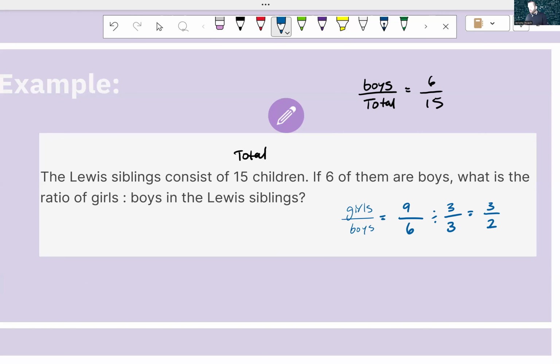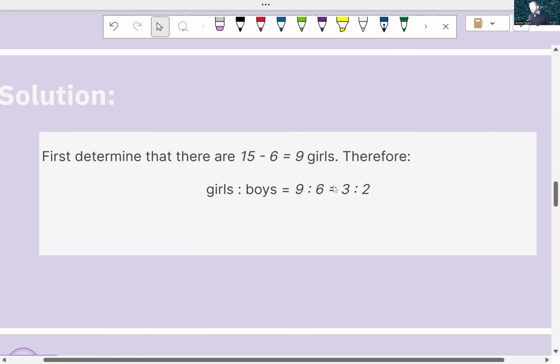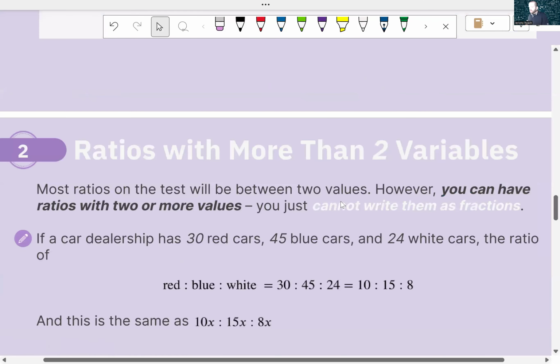So there are 15 children, 6 of them are boys and 9 of them are girls. We just subtract to get that 9, reduce the ratio. We get 3:2 for our ratio. We can also write the ratio 9:6 with a colon or 3:2 with a colon.